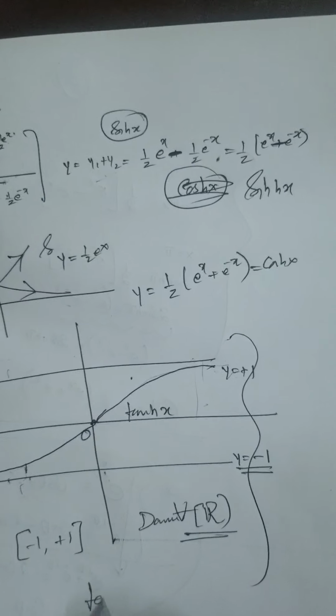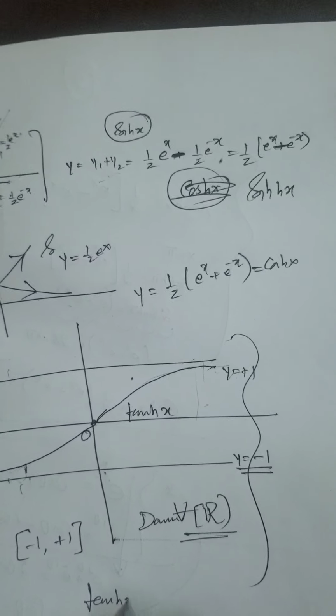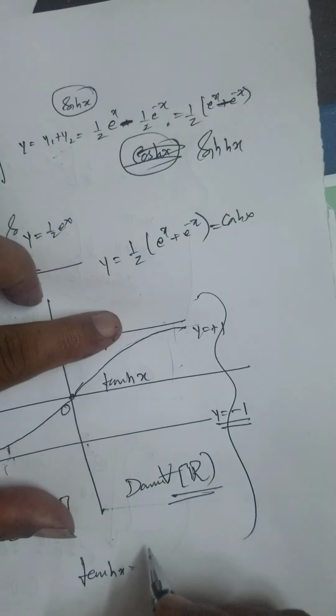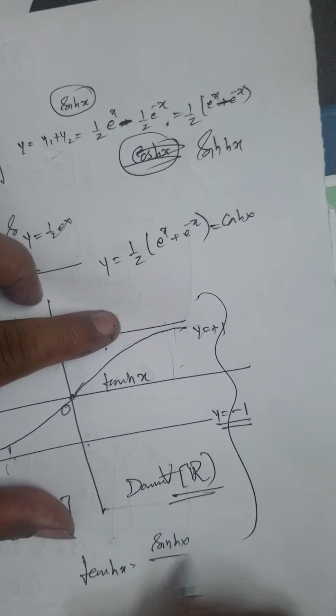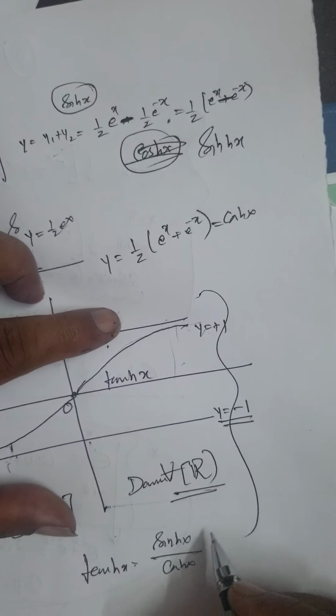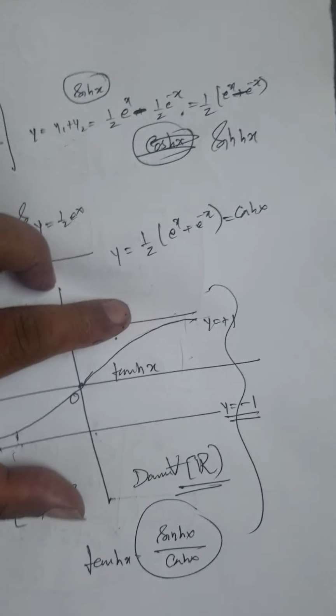Okay, now you know sine, cos, tan. How to get tan hyperbolic? Sine and cos, you divide. Sine hyperbolic and cos hyperbolic. This is beyond our syllabus. Easy, anybody can do it.